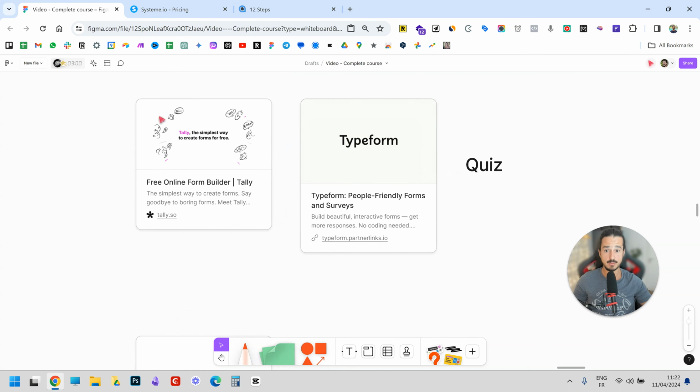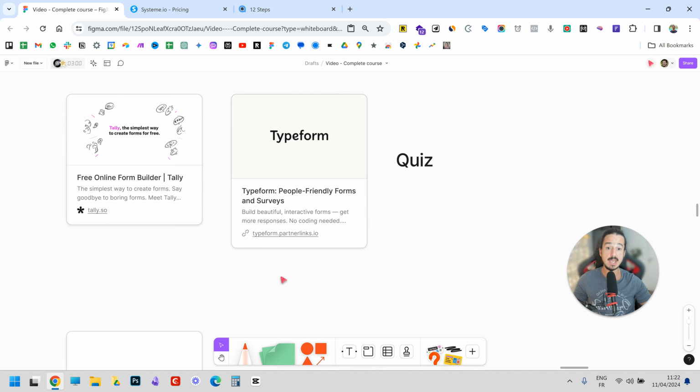Now, when it comes to the quiz, you have the free version, which is Tally. It's not ideal. It misses a lot of functionality, analytics, and so on. But it creates nice quizzes, and it is completely free. So if you're on a budget, then definitely go for this one.